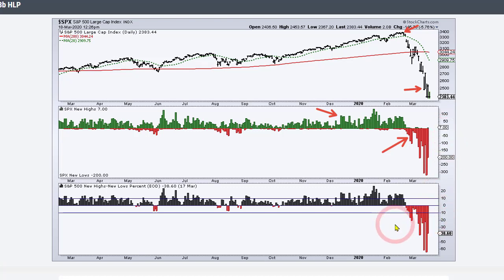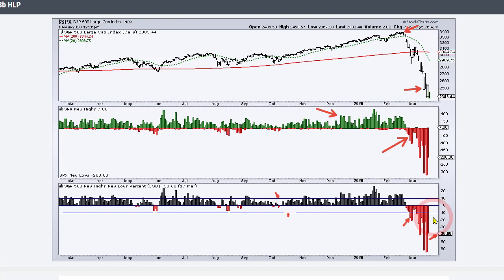And then when we normalize that by dividing, we get it in percentage terms. That was minus 38.6%. So I set my thresholds at plus 10% and minus 10%. And you can see this indicator was bullish throughout the year. It got above plus 10% on a regular basis, but then in late February, it moved below minus 10%. And that told you that new lows were expanding.